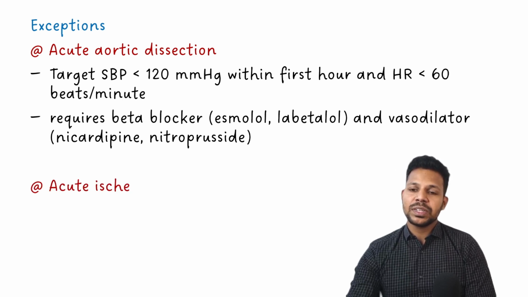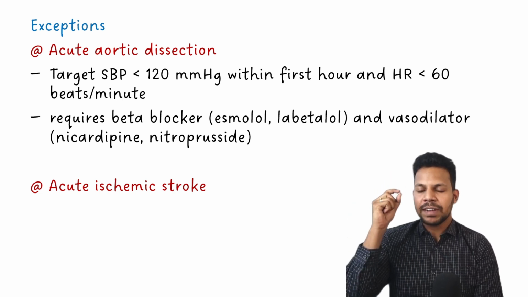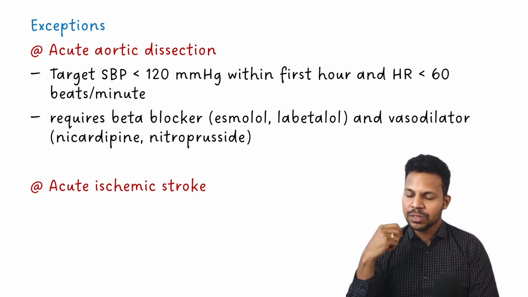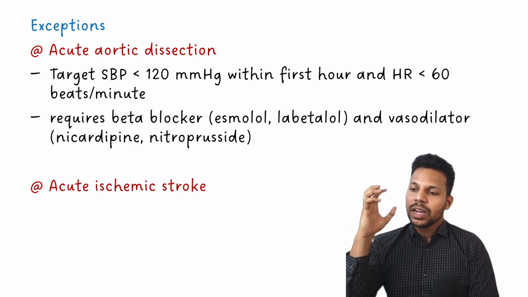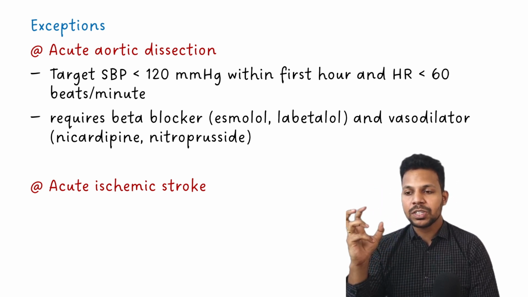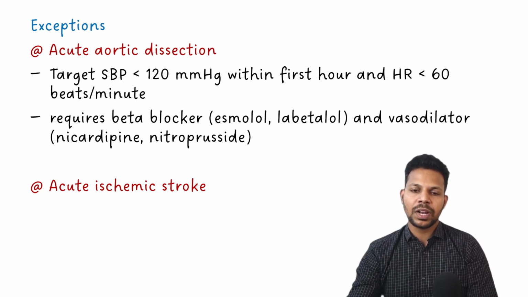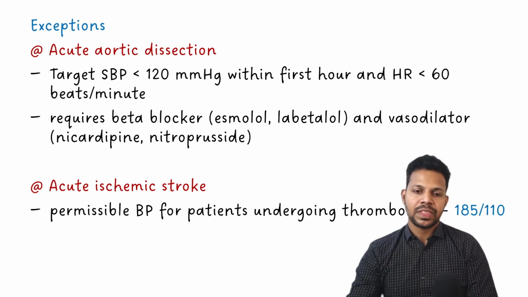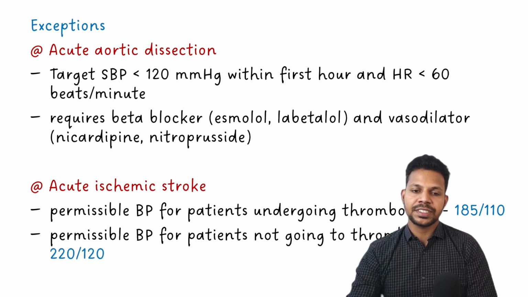If the patient is having an acute ischemic stroke, there is some cerebral vasoconstriction or cerebral vascular occlusion. You need to maintain the cerebral perfusion pressure. Because of this reason, do not control the blood pressure rapidly, because when you control the blood pressure rapidly, cerebral perfusion pressure also falls. That is why there are a couple of permissible limits. When the patient is undergoing thrombolysis, the permissible blood pressure is 185 by 110 millimeters of mercury. If the patient is not undergoing thrombolysis, the permissible blood pressure is 220 by 120 millimeters of mercury.